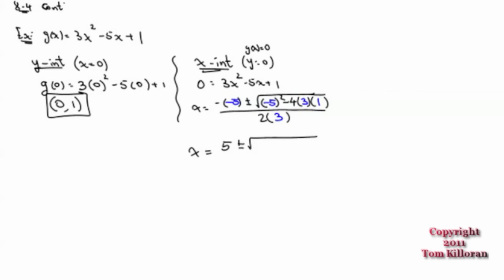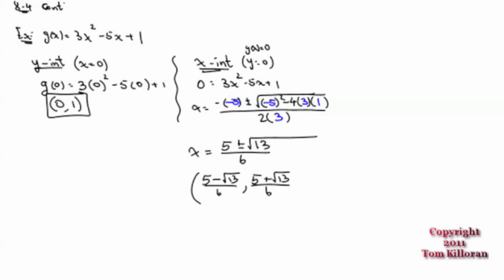13. So this becomes the square root of 13. I don't know why I made the bar so long, but yeah. All divided by 6. So your answer for your x-intercepts, I usually put the small one first, so it would be 5 minus the square root of 13 divided by 6. And the other one's going to be 5 plus the square root of 13 divided by 6.